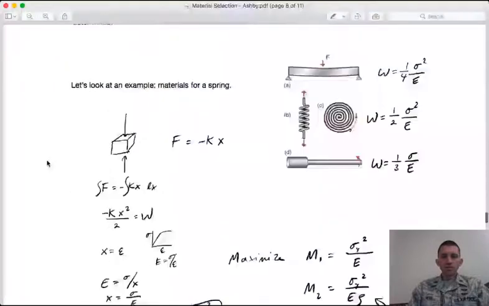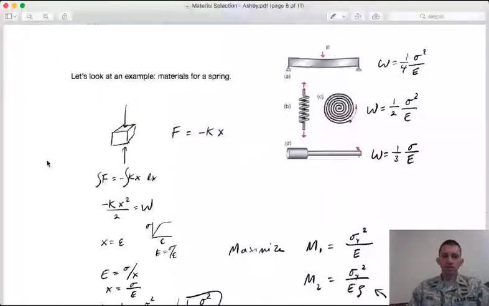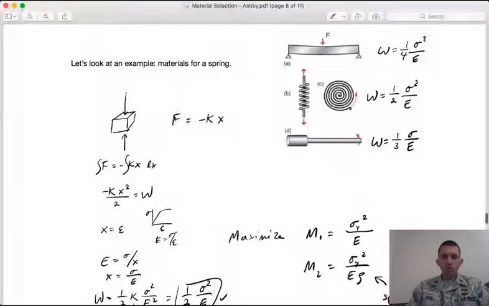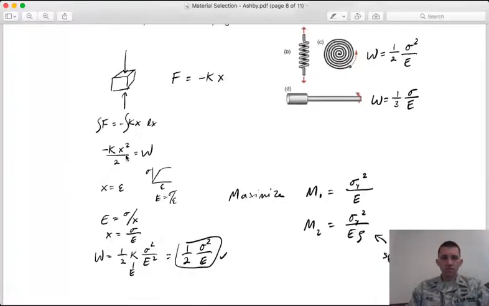And so this can be very helpful. So if we look at an example for a spring, deriving an expression, we can start with Hooke's law, right? So that would be the force from a spring is opposite in direction to the displacement and proportional to some constant. And so if we integrate force, we get work that has this functional form here.